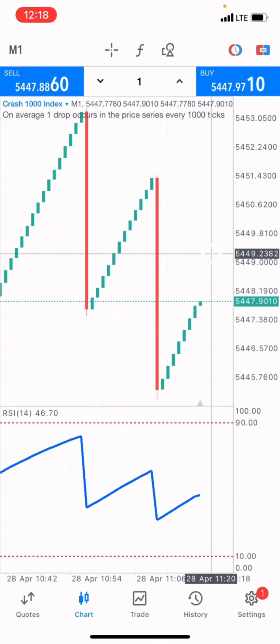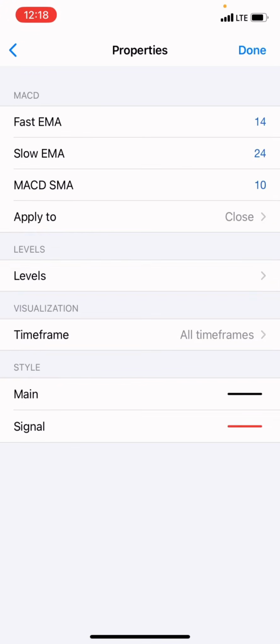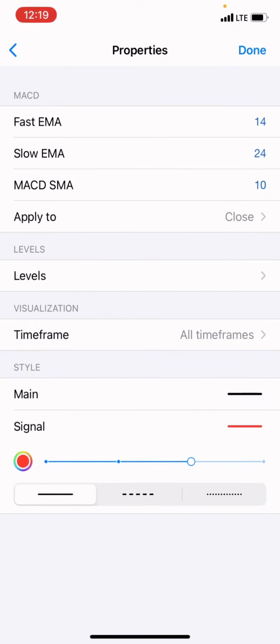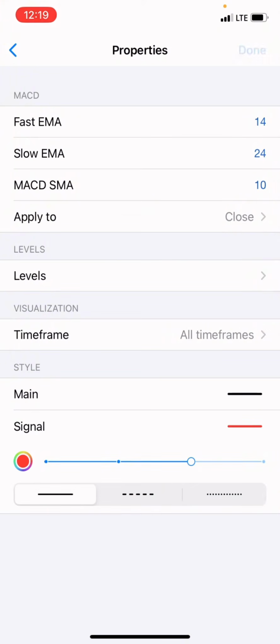So the second indicator which we are going to put in is the MACD indicator. This is one of the best indicators which I use, and this is the setup for the MACD, which is the fast EMA on 14, the slow EMA on 24, the MACD SMA on 10, while you apply to close right here. You don't add any levels. For the signal, you put the color on black, while you put it on 3 pixels, and the signal right here again, you put the color on red, while you put it on 3 pixels. The main is going to be on black, the signal is going to be on red. Then you click on done.